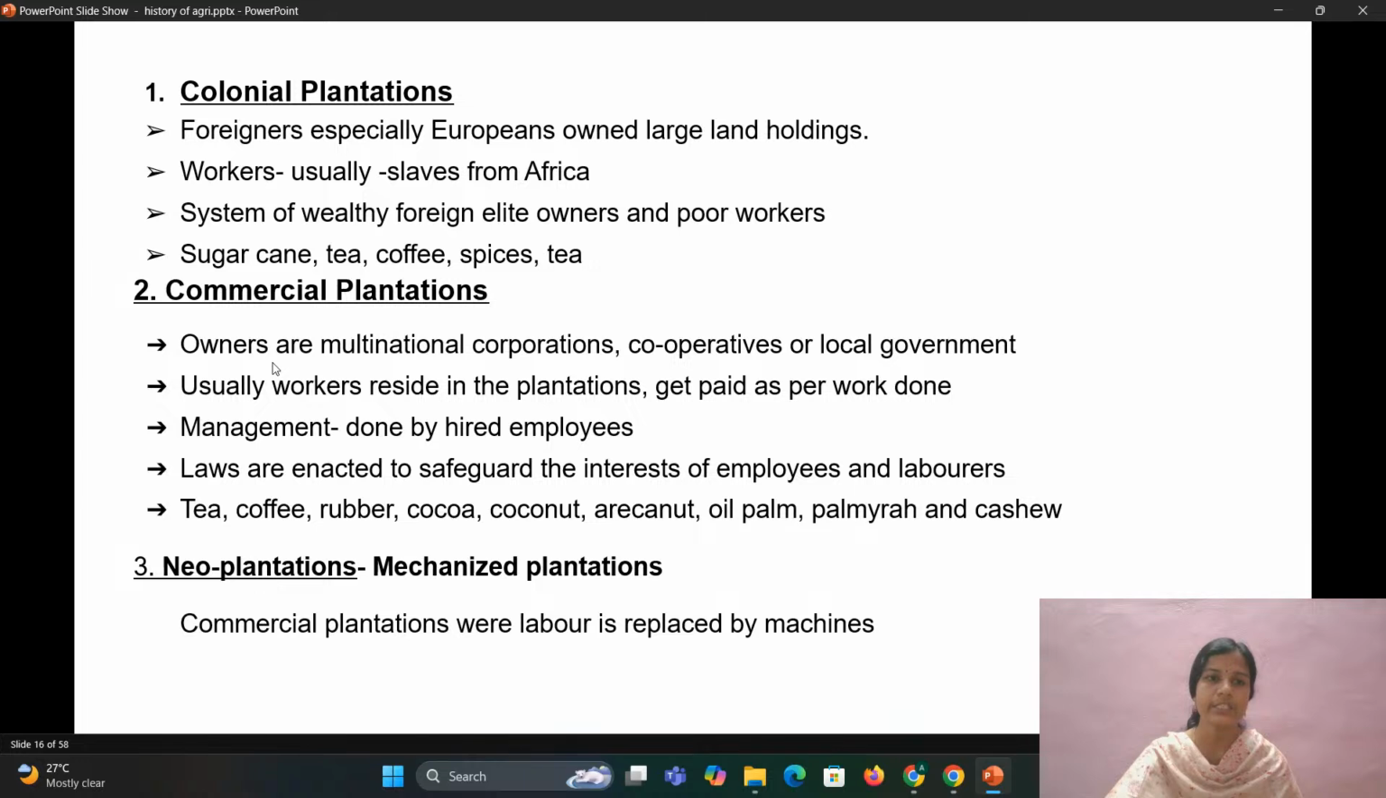Then commercial plantation that we are seeing now. The owners are multinational corporations or cooperatives or local government, and the workers will be usually residing near to the plantations. Then there will be various laws enacted to safeguard the interest. And these are the major plantation crops: tea, coffee, rubber, cocoa, coconut, arecanut, oil palm, palmyra, and cashew. Then if the work of these laborers or workers is replaced by machines, then that type of plantation is known as neo plantations.